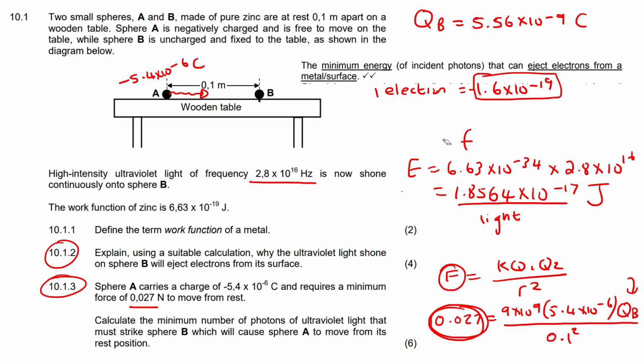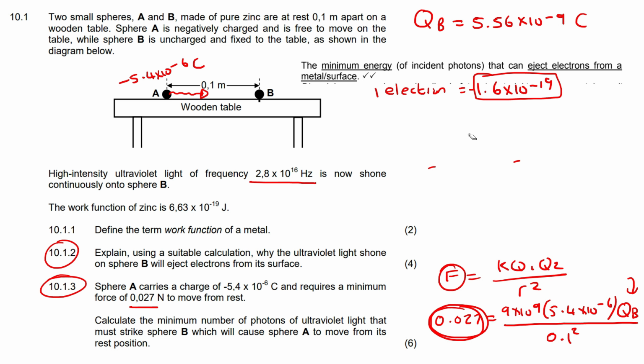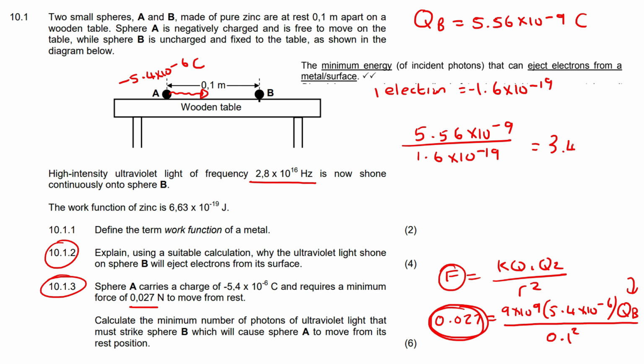So what we could do is just divide those two numbers in order to see how many of these fit inside here. Okay, so we could say 5.56 times 10 to the negative 9 divided by the charge of a single electron, and that'll be 3.475 times 10 to the 10 electrons. Well, that is how many electrons need to be released.